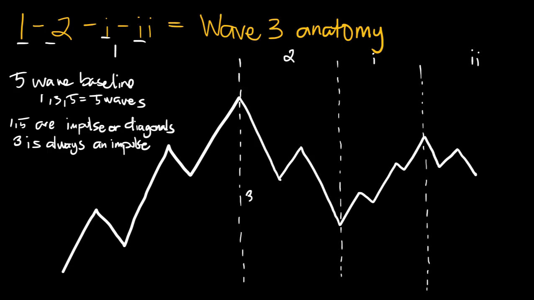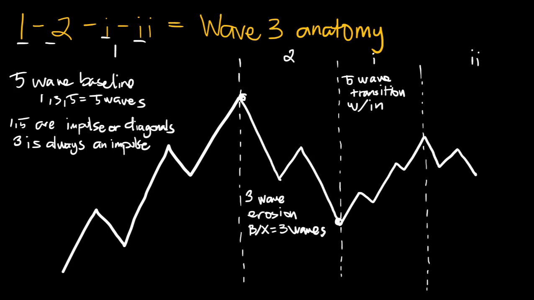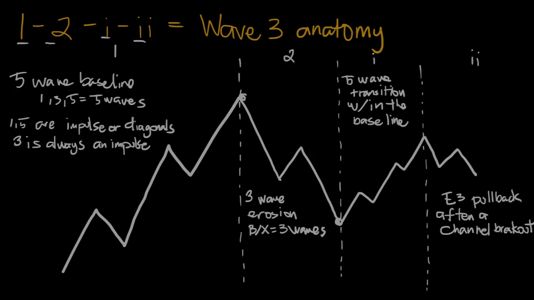A three-wave erosion with wave B or wave X being a three-wave structure, where the erosion usually starts and also ends with divergences. A transition that is a five-wave move that is bound within the range of the baseline. And finally, an E3 pullback after a pronounced breakout of the channel.